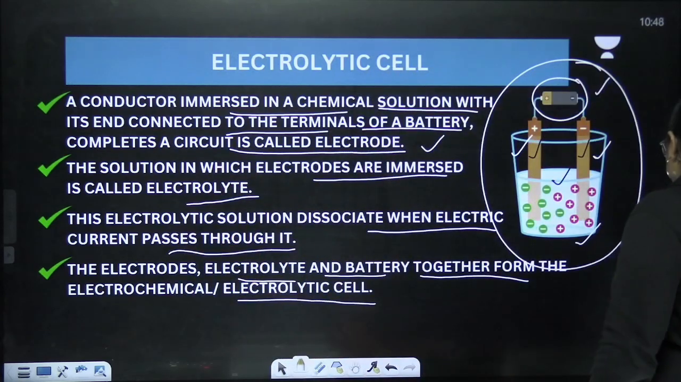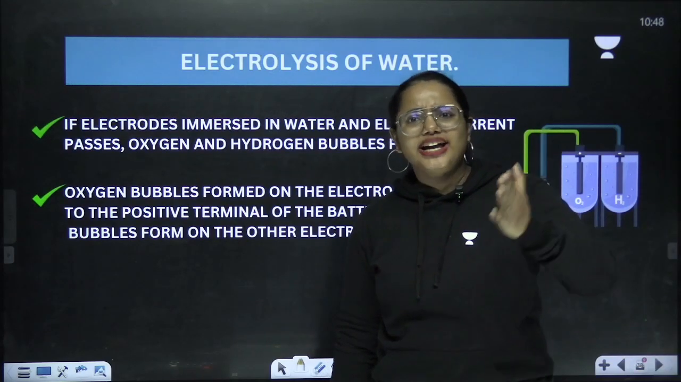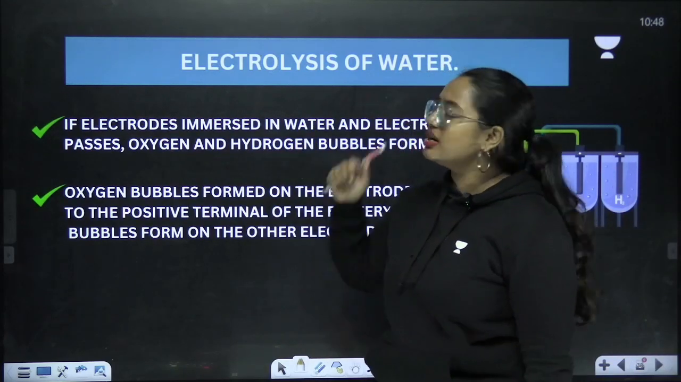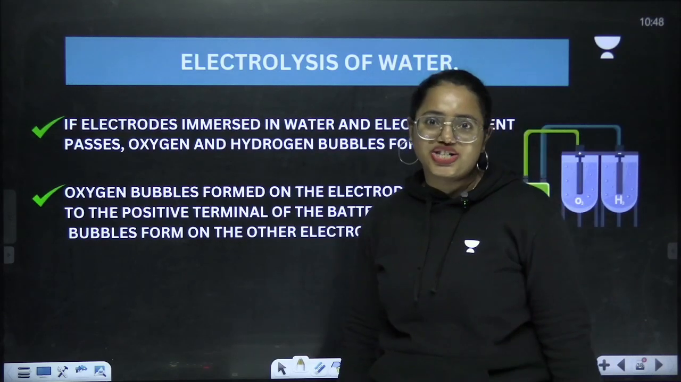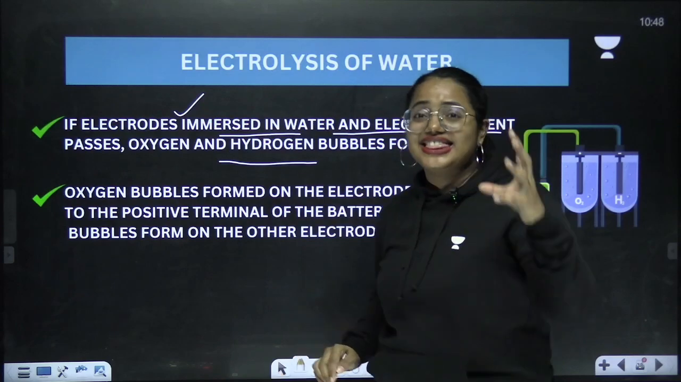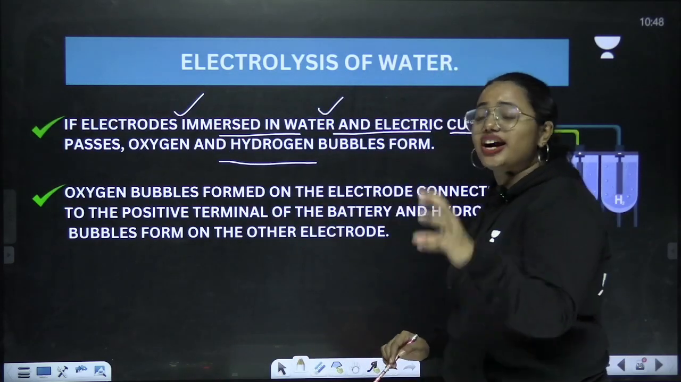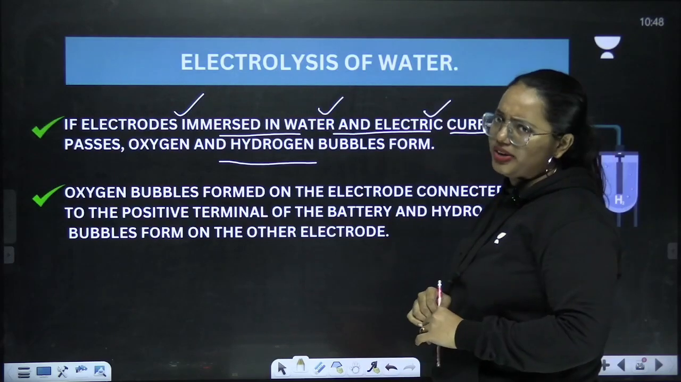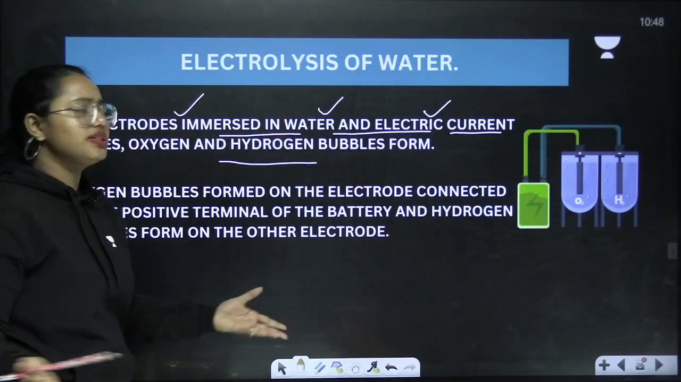Clear? And now we are going to talk about electrolysis of water. So what happens if electrolysis occurs with water? That is an important question, right? For that, you need to consider electrodes again. These have to be immersed in water and electric current has to be passed through it. When electric current passes through water, what happens?